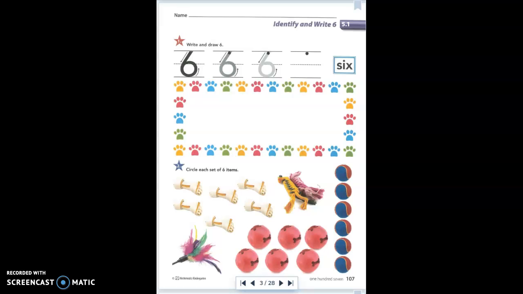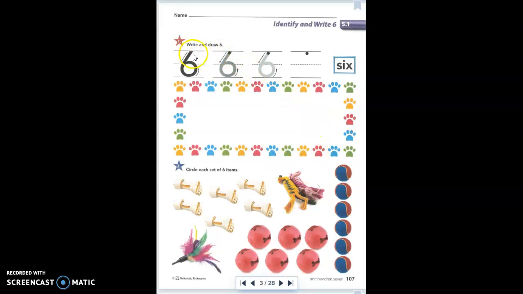Today we begin unit number 5. Unit number 5 covers numbers 6 through 10. So please take out lesson 5.1, identify and write 6. We're going to continue doing exactly what we did with our numbers 0 through 5, learning about the number and what the symbol means and different ways to represent the number.